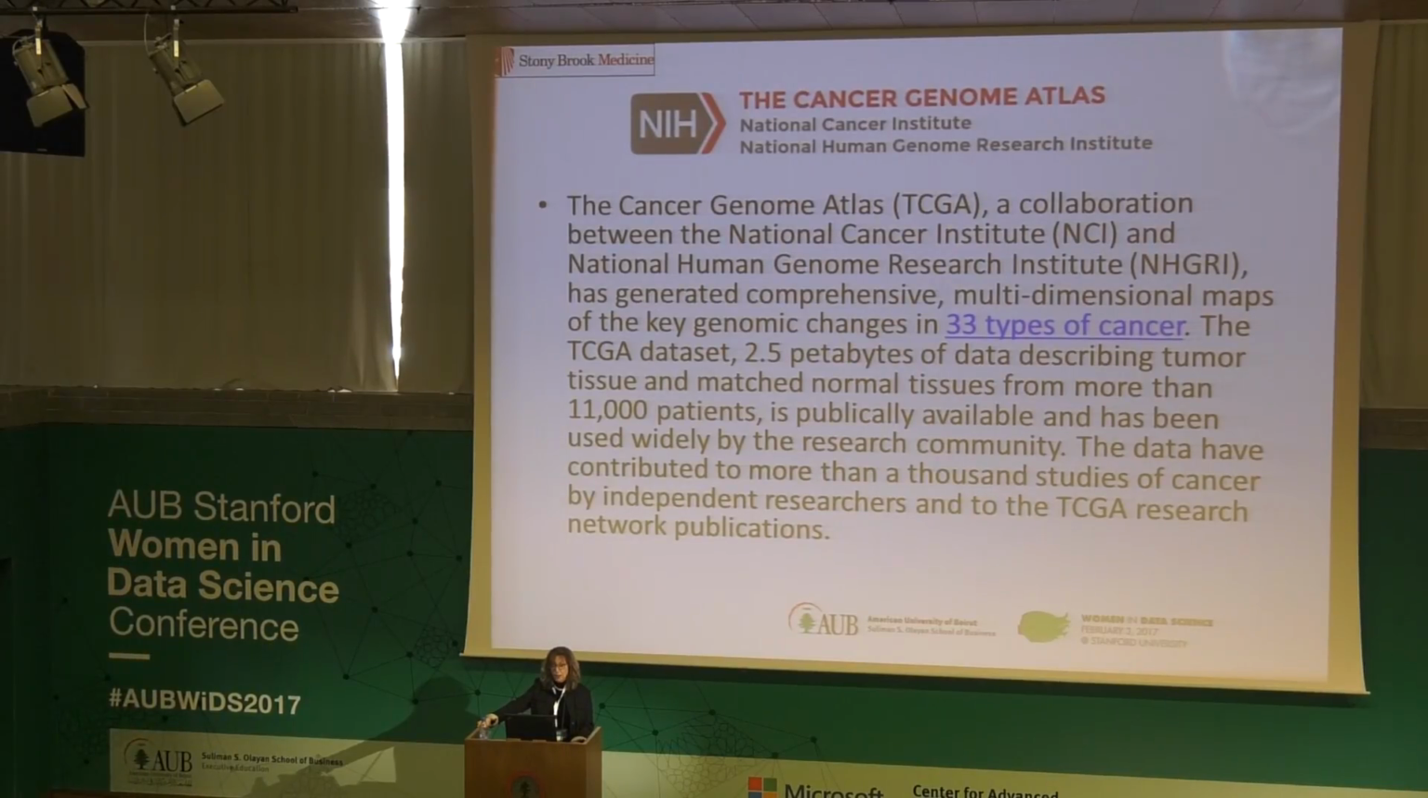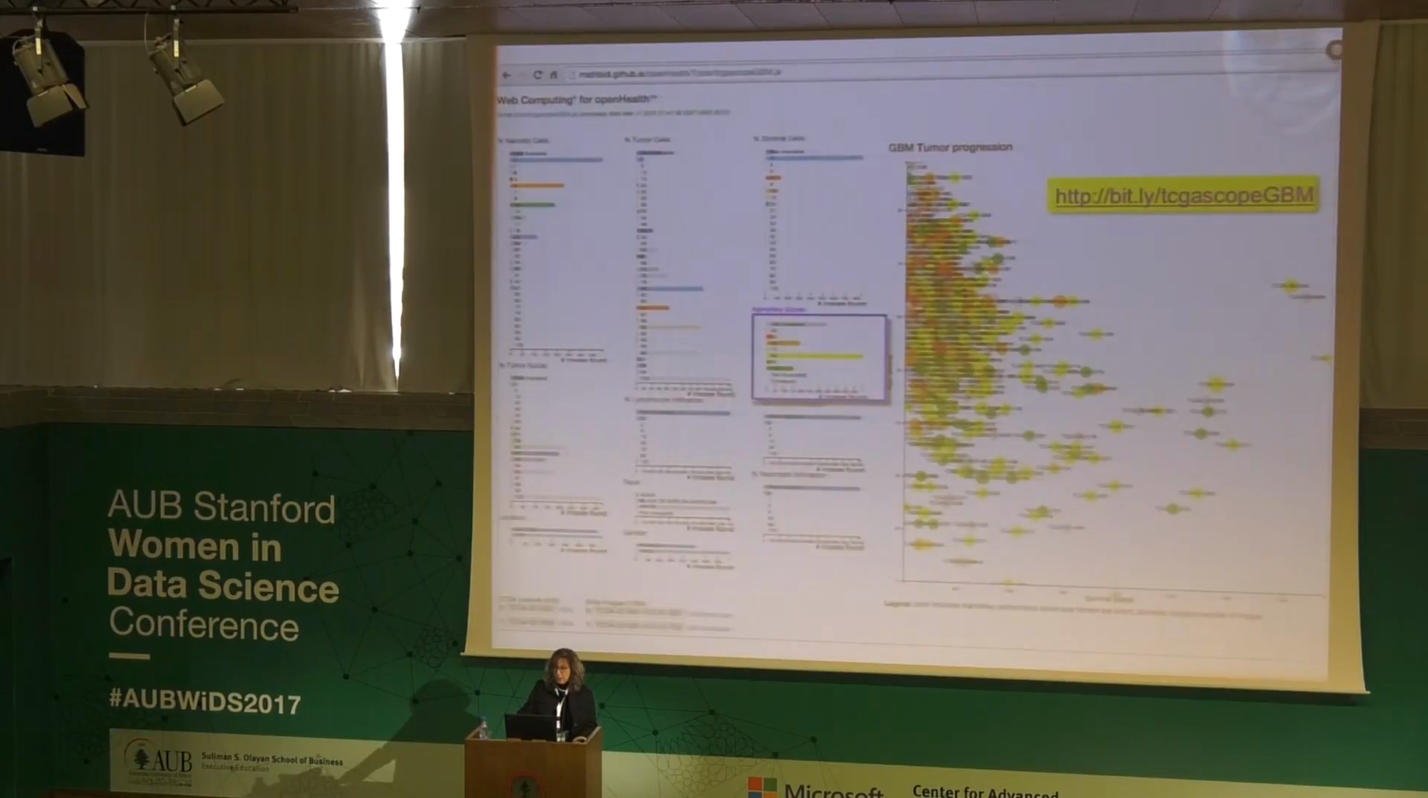It's publicly available and has been used widely by the research community. The data have contributed to more than 1,000 studies of cancer by independent researchers and to the TCGA Research Network publications. So basically this Cancer Genome Atlas, and I'll show you a bit more about what it's able to do, generates incredible amounts of data and it's freely accessible for anyone to take advantage of because it's all de-identified from patients.